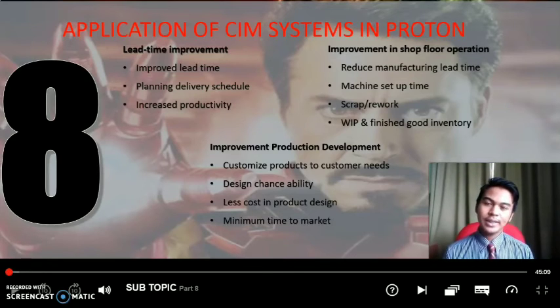Applying a CIM system gives the company the opportunity to customize products to customer needs. It also gives more ability to design the car because of less cost in product design. This will lead to minimum time to market.